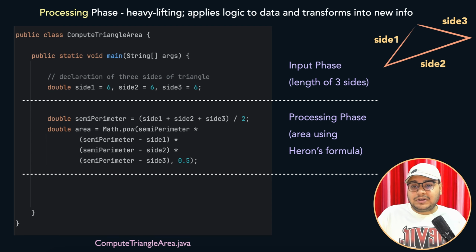In our example, the processing begins by calculating the semi-perimeter of the triangle first and storing it inside an intermediate variable of double data type with the same name. Then, using the semi-perimeter and the triangle side lengths, we apply Heron's formula, which we already saw, to calculate the area and store it inside a variable, again of the double data type. And just like that, your processing and the calculation phase is done.